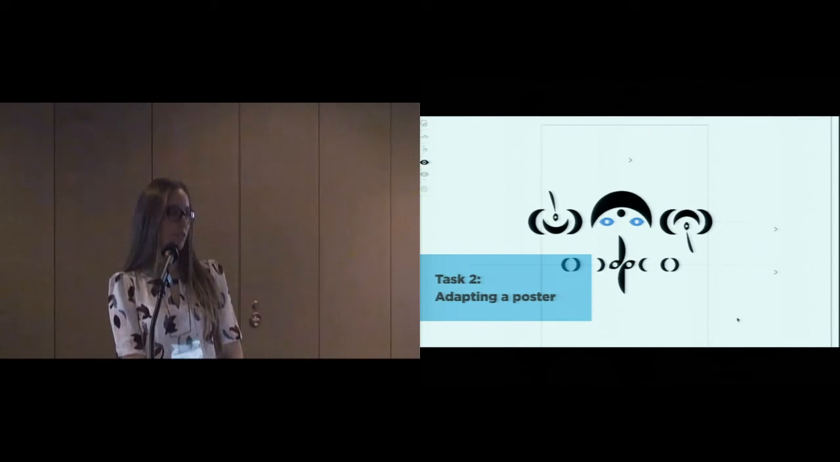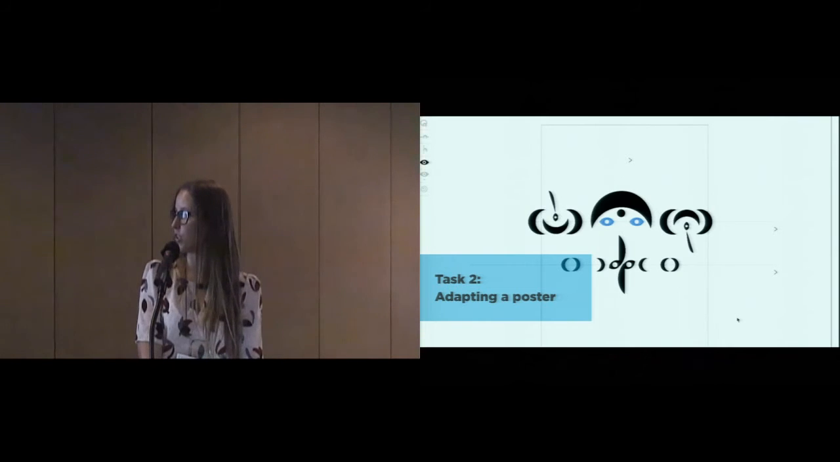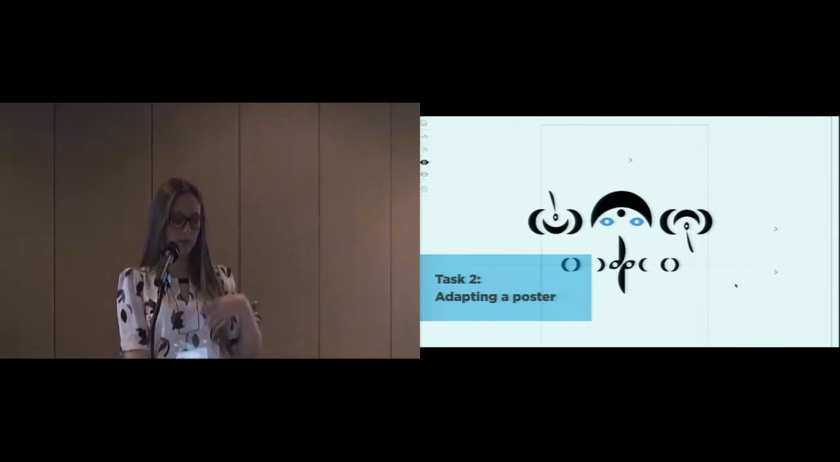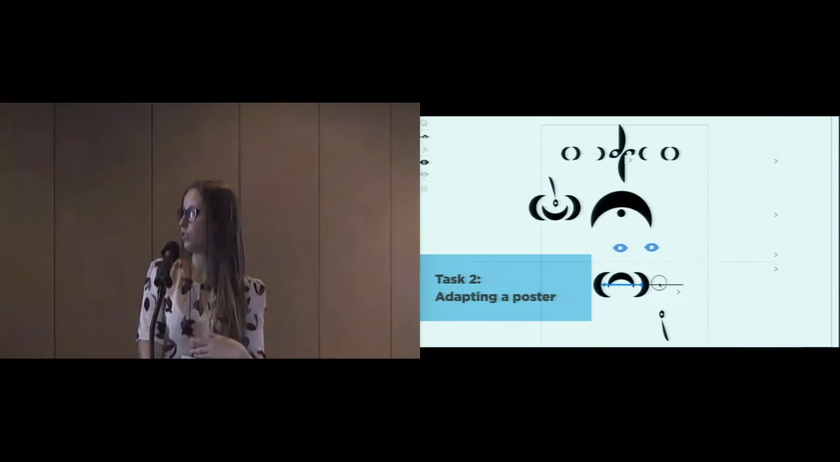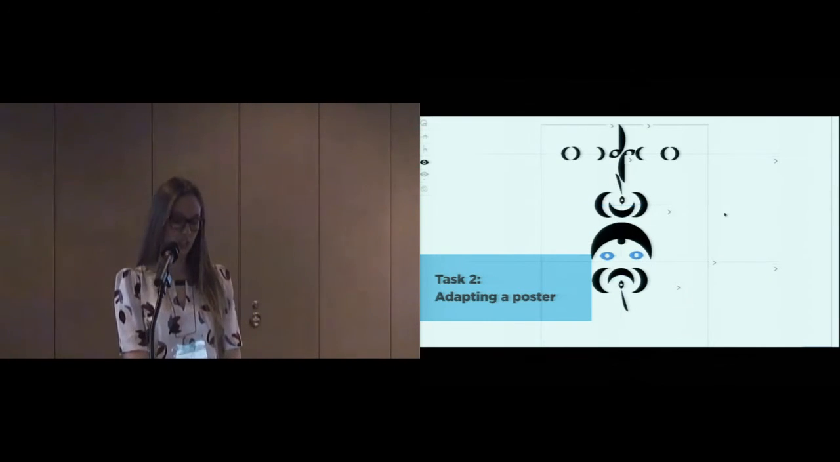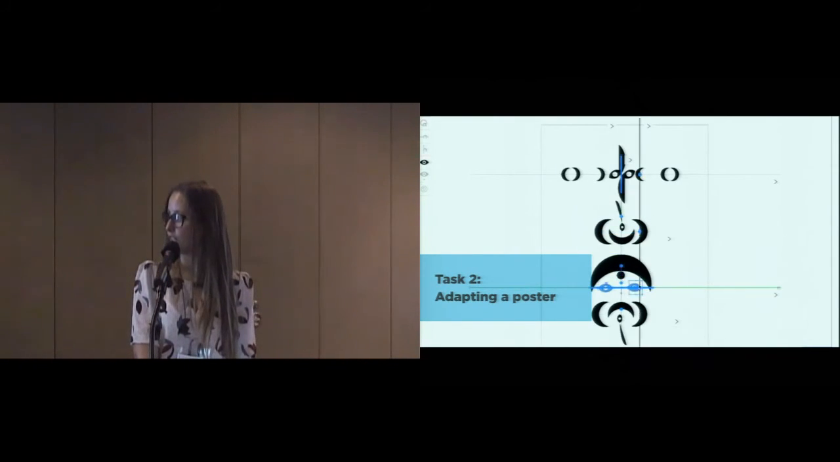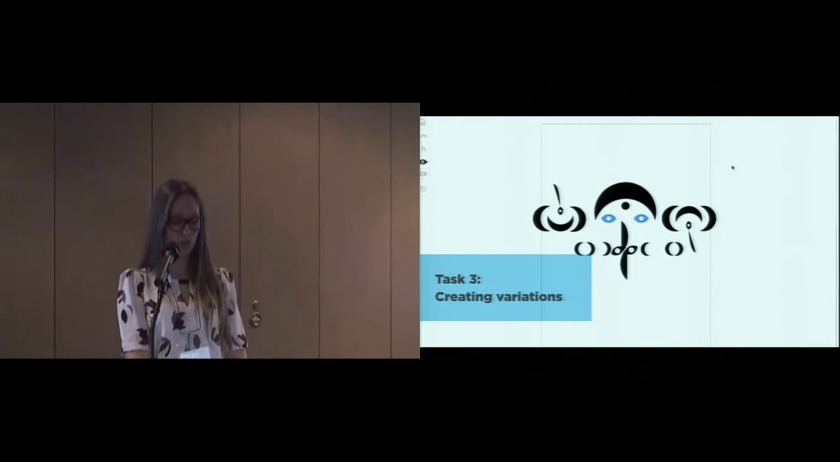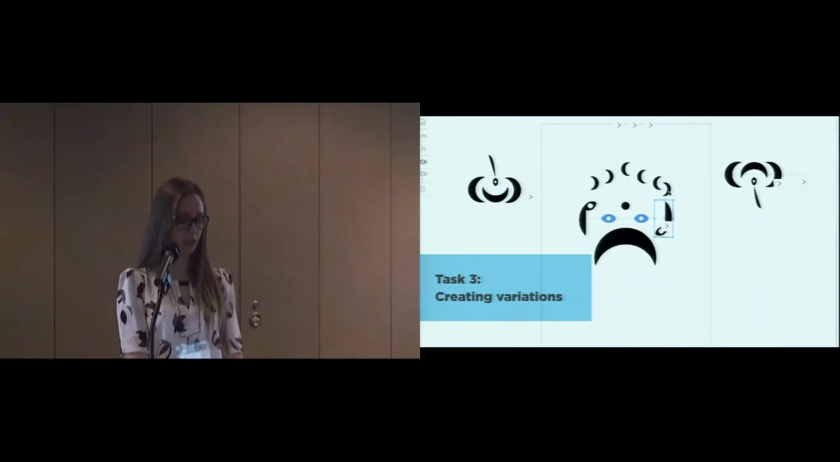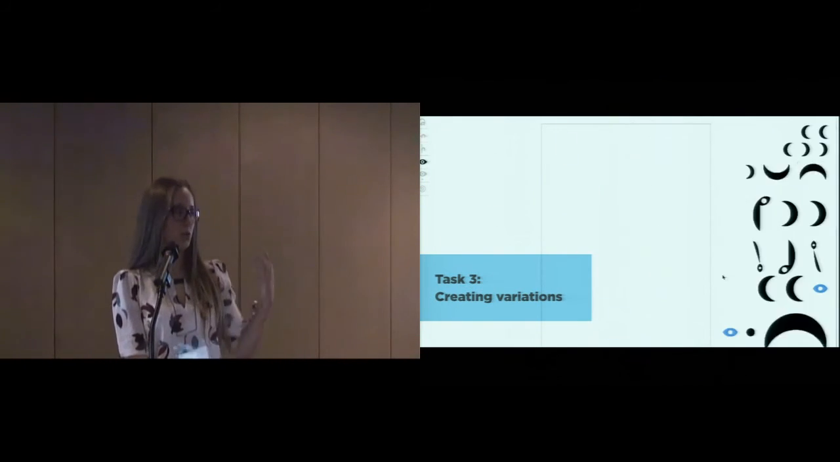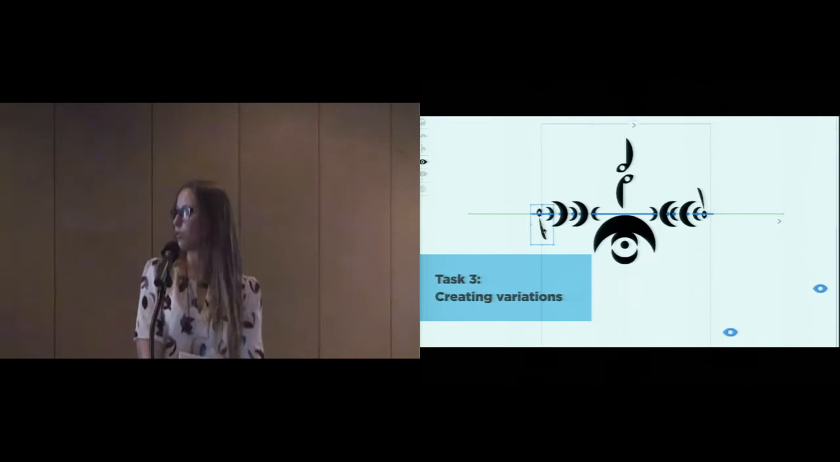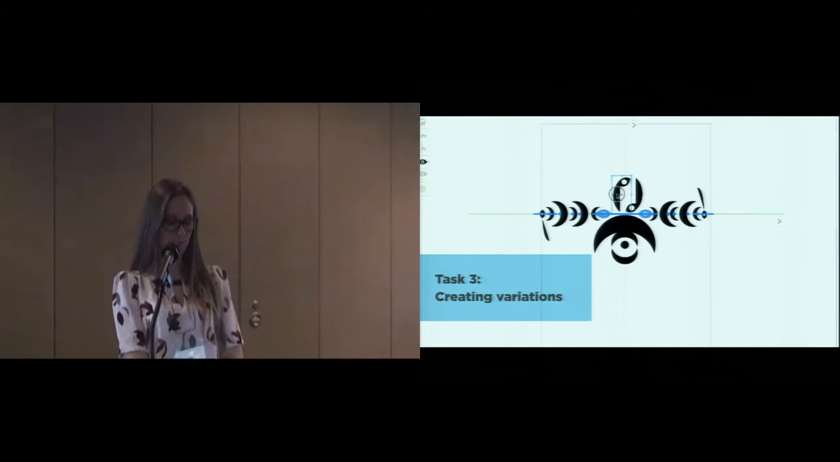In task 2, they had to reuse the same shapes and the same structures to adapt it to a different page orientation, as we see in the video. And then in task 3, they had to produce 2 more variations of this poster using the available shapes. This is also an example from a participant.